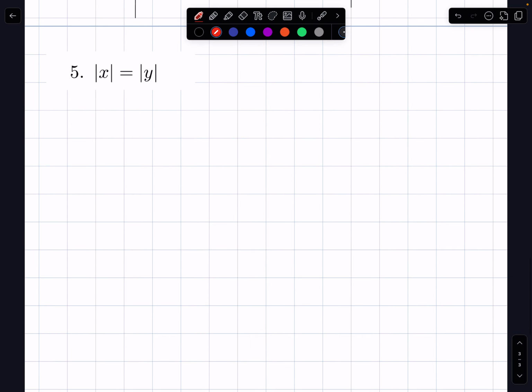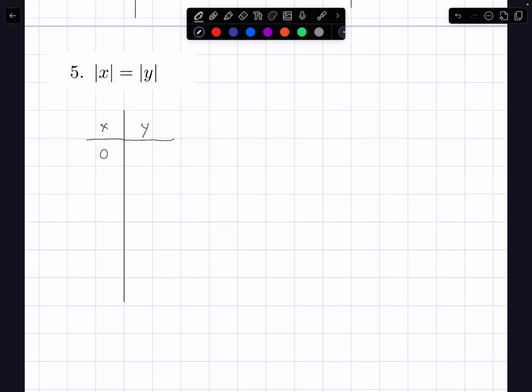Okay, here's an interesting one. You know, I don't remember ever seeing this one, honestly. Absolute value of x equals the absolute value of y. But we'll find out what it looks like. Okay, my prediction is a line. I'm not really sure. Okay, so let's see what happens.